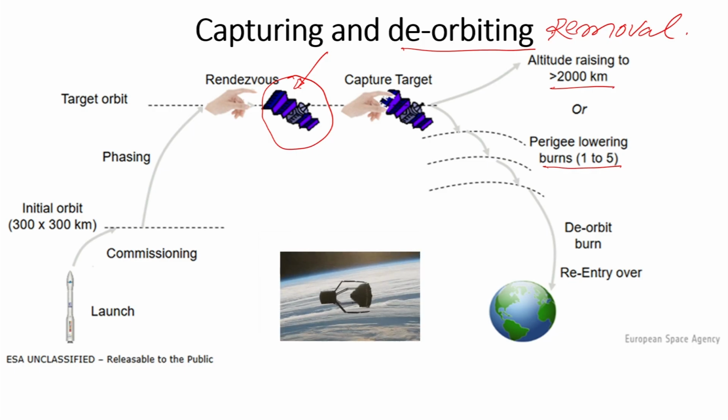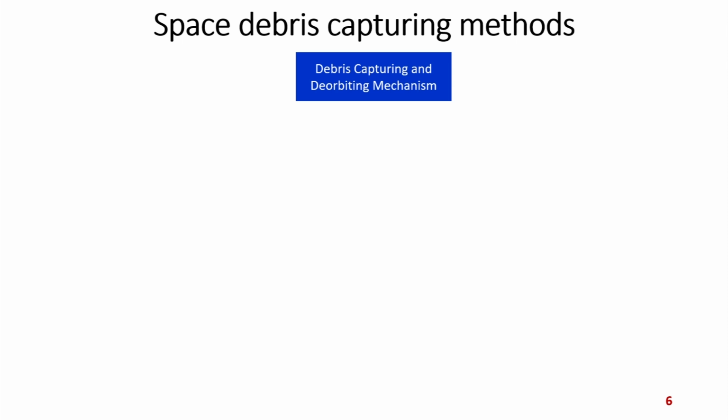So, this is just one example that shows how this chaser spacecraft is able to capture one non-functional satellite, the debris. So, it is shown here. So, what is the method? We will now discuss the different space debris capturing methods and the deorbiting mechanism, of course.